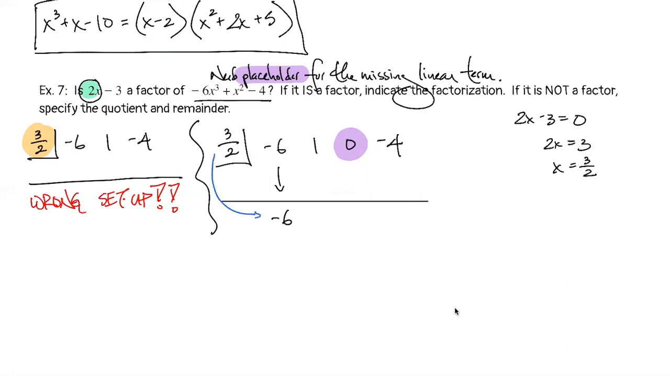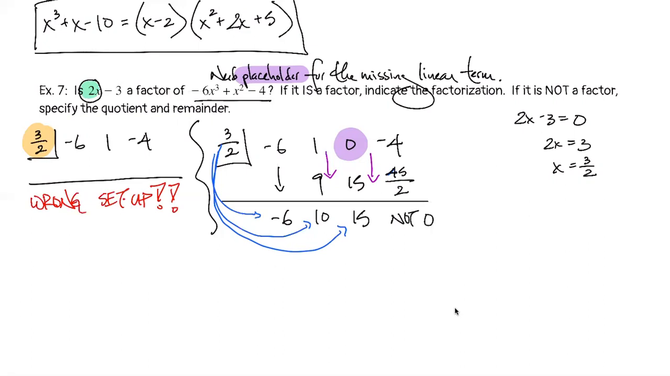And we multiply. 3 halves times -6 is going to give me -9. And then I'm going to add straight down, which will give me 10. And then 3 halves times 10 gives me 15. And then I can go ahead and add, and I get 15. And then I'm going to do this one more time. 3 halves times 15, well, that's going to give us 45 over 2. And I don't know what it is, but this is not 0 when I add them. Okay?